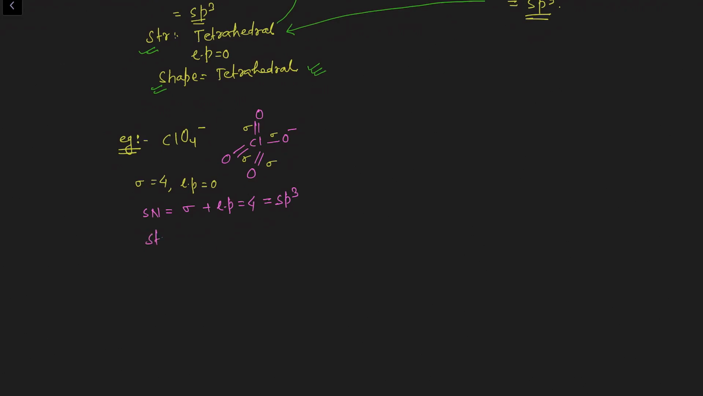Again, structure and shape will be the same. Why? Because the lone pairs are 0. So what is the structure or shape? Tetrahedral, right? So now draw the tetrahedral shape of this ion, the anion, right? Now check the same thing with the help of method number 2 for the ClO4 minus.